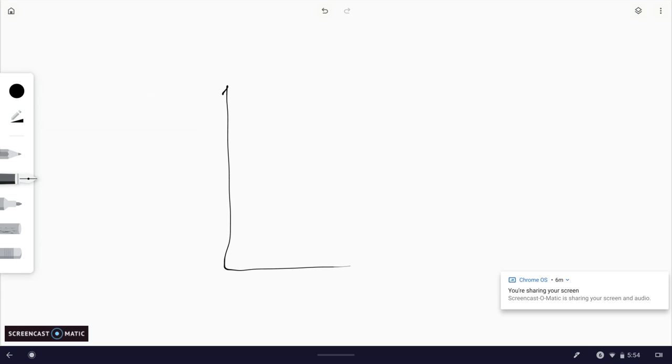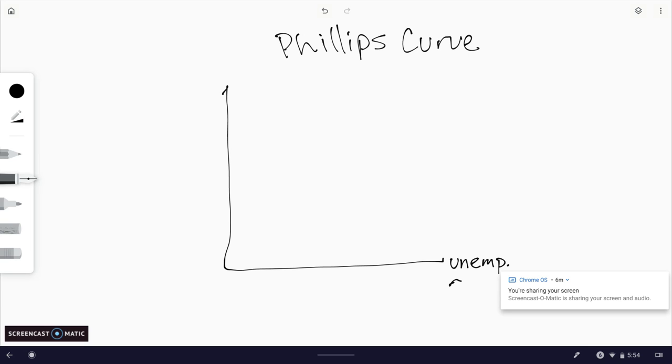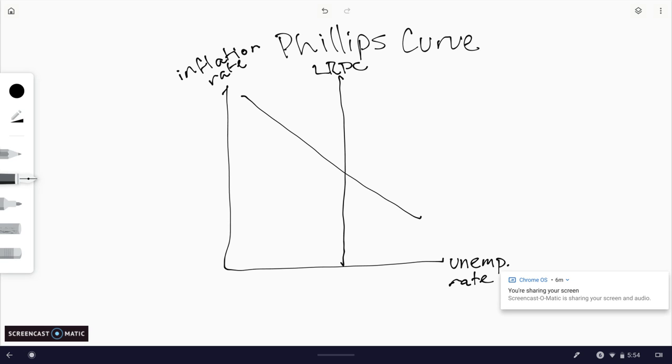So we start off with our basic structure, and this is the Phillips curve. Down here, we're going to have unemployment rate, and up here, we're going to have inflation rate. We're going to have a vertical curve here called the long run Phillips curve, and a downward sloping curve here is the short run Phillips curve.